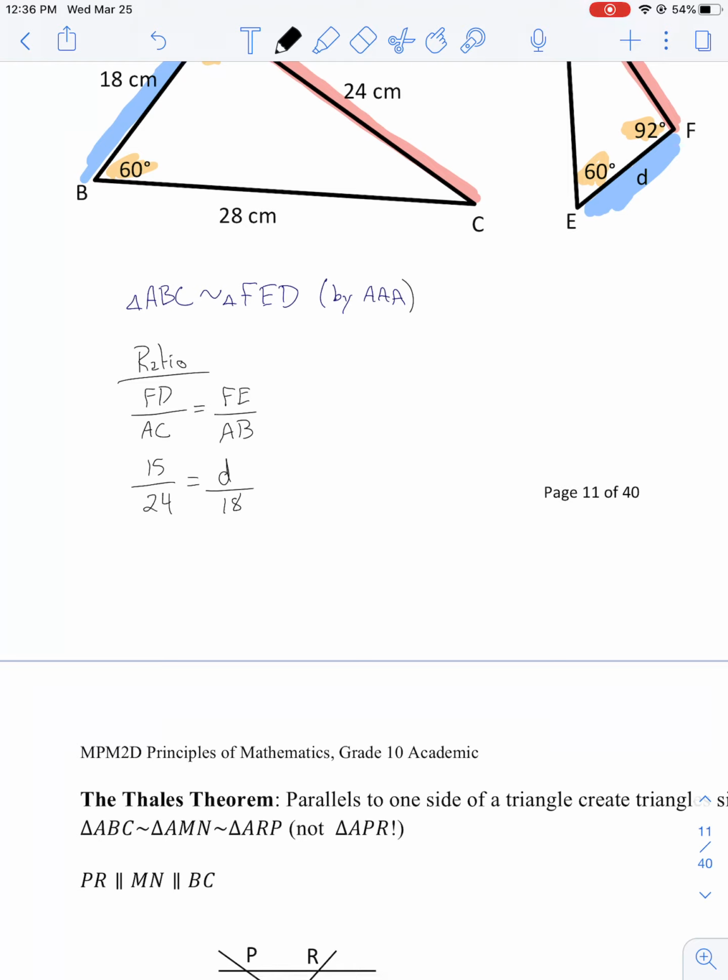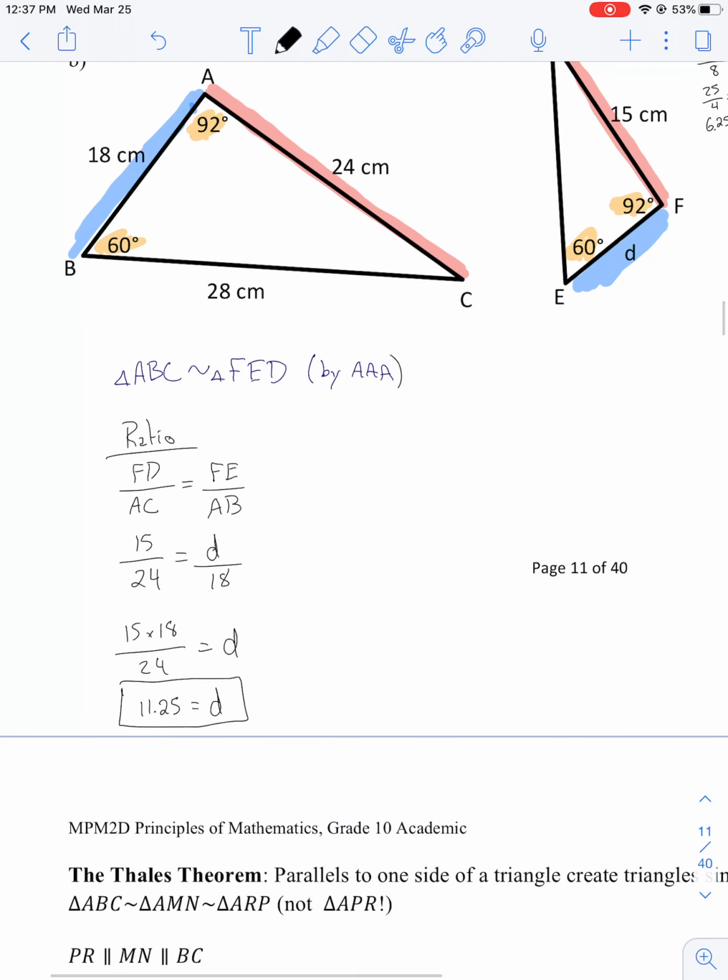We can multiply both sides by 18, and we can say 15 times 18 divided by 24 is equal to D. So that'd be 270. 270 divided by 24 is a little over 11.25. Use your calculator for that one. And we get the side length of D being 11.25. So we've scaled up 11.25 by the same amount that we scaled up 15 to get 24.